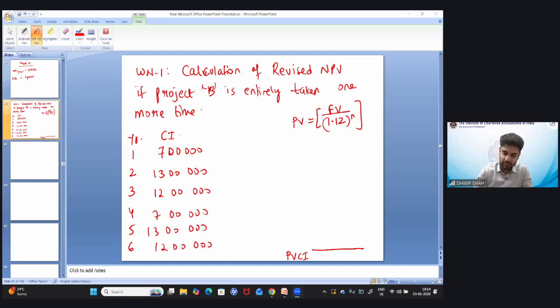Hey, tell me now, what is the total of PVCI, students? I hope you are calculating. 7 lakh divided by 1.12 raised to 1 for the first year. 13 lakh divided by 1.12 raised to 2 for the second year. And so on for the third year, fourth year, fifth year, sixth year. How much is the total PVCI coming?